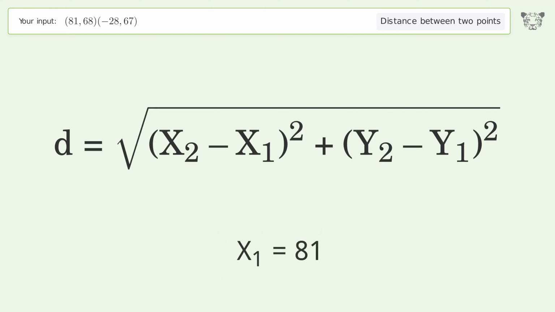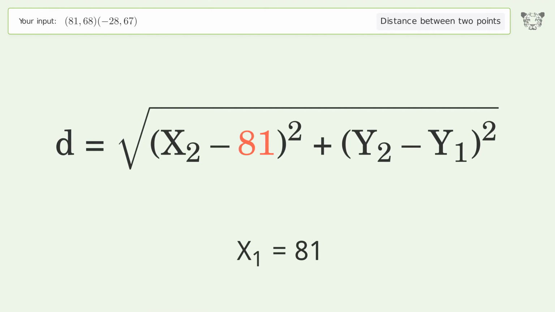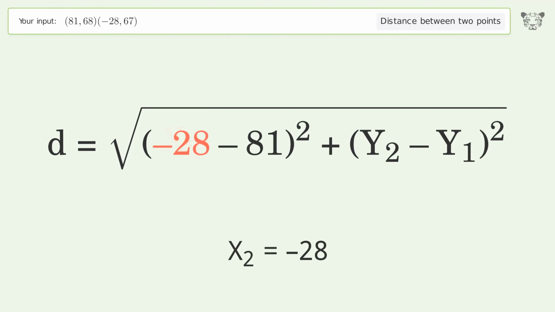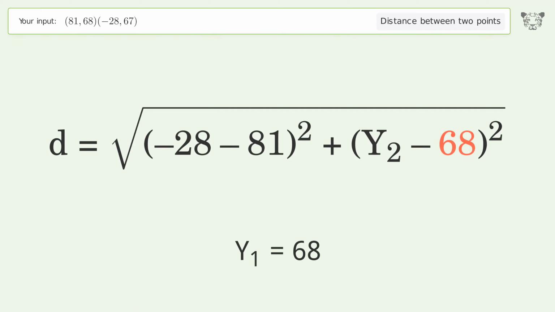x1 equals 81. x2 equals negative 28. y1 equals 68. y2 equals 67.